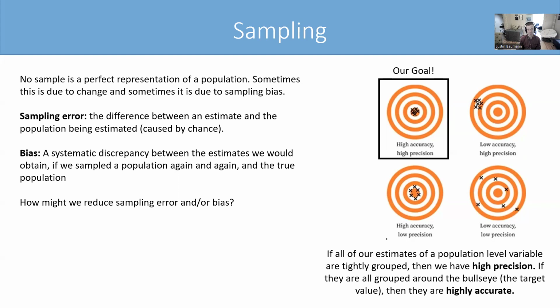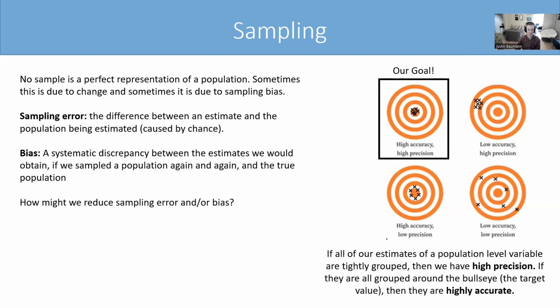Now, it is possible for us to go over here to the right, where we might have low accuracy and high precision. So that would say all of our samples are really close to one another, but they're not close to the true population. That's not super common, but it can happen, and we need to think about it.